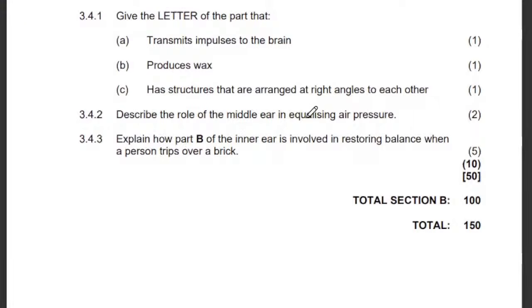Describe the role of the middle ear in equalizing pressure. Role of middle ear. Basically, you know that the eustachian tube equalizes pressure on either side of the tympanic membrane. But now they're saying the role of the middle ear in equalizing air pressure. So they have given you the function, that it equalizes pressure. So how does it equalize pressure?